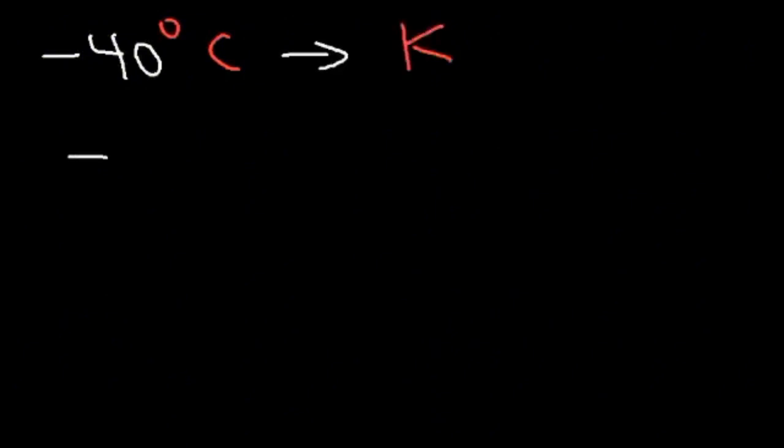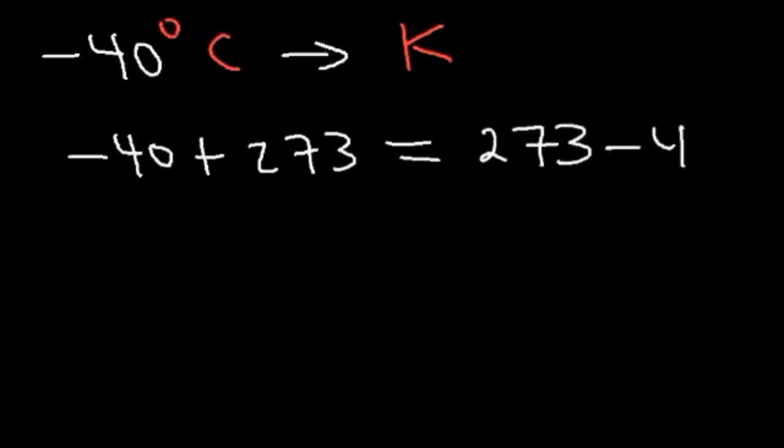Now the last step is pretty straightforward. Let's convert negative 40 degrees Celsius to Kelvin. To do that, all we need to do is add 273. So what is negative 40 plus 273? Negative 40 plus 273 is the same as 273 minus 40. You can reverse the numbers. For example, 5 plus 3 is the same as 3 plus 5. 5 plus 3 is 8, 3 plus 5 is 8, so we can reverse them. So 273 minus 40 is 233. So this is the Kelvin temperature.